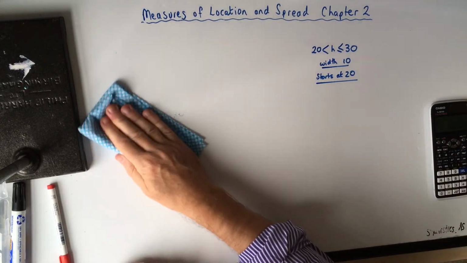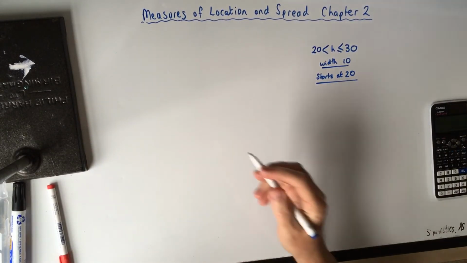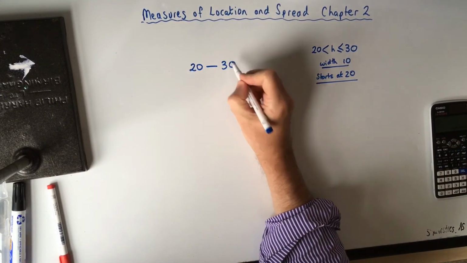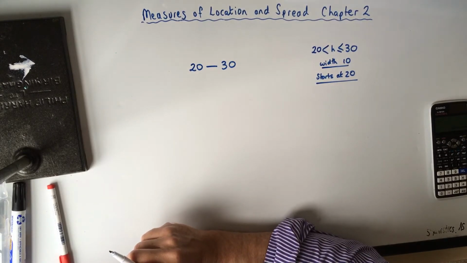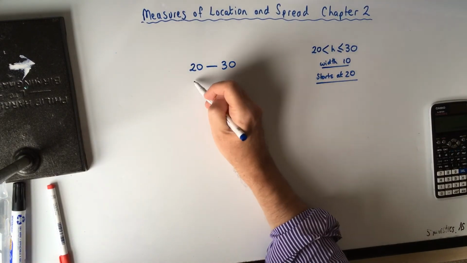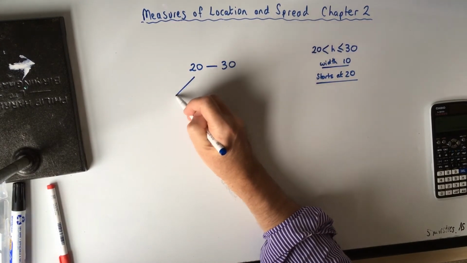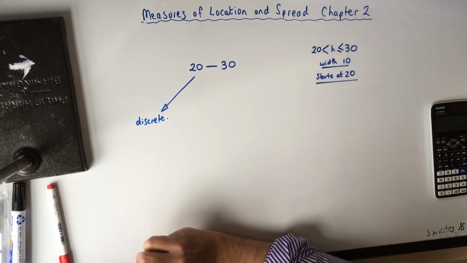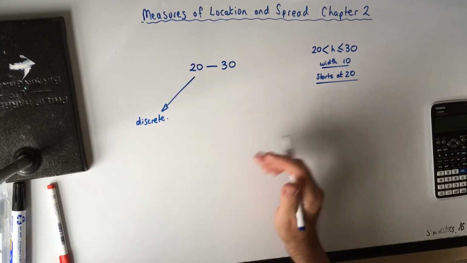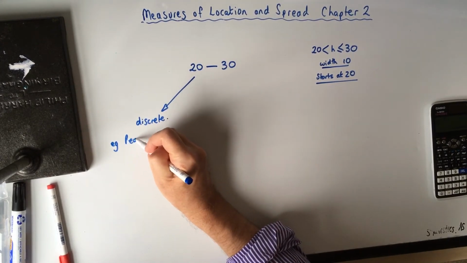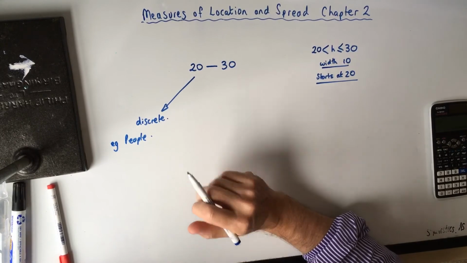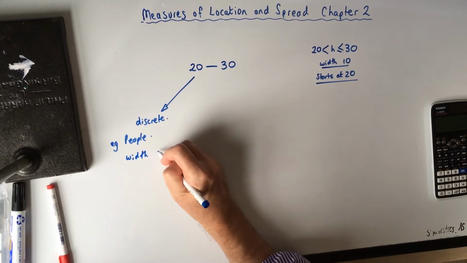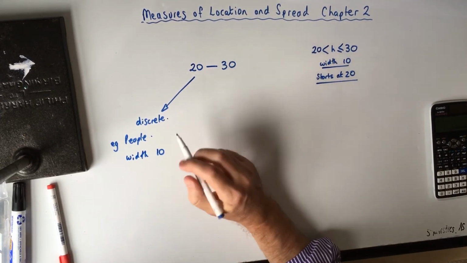But how could that be written another way in a question, this 20 to 30 group? Well, it could be written like that, and you've seen it written like that, 20 to 30. Now, if it's written like that, it's usually, but not always, talking about discrete data, where it can only take certain values. I'll give you an example. Might be talking about people. So 20 to 30 people. It has a bandwidth of 10, and it starts at 20.